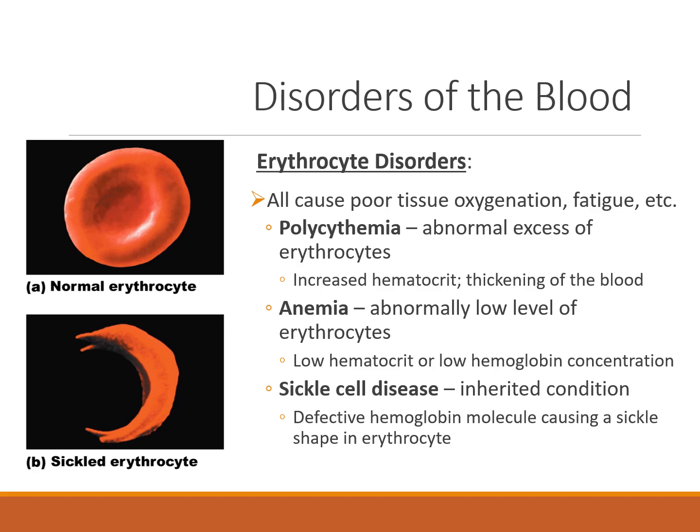And then last but not least is sickle cell disease, and this can be an inherited condition. And what happens is the shape of the red blood cell is defective. So instead of the normal biconcave shape, it has this sickle cell shape. So essentially it looks kind of like a half moon, crescent moon, and it can no longer carry a sufficient amount of oxygen.